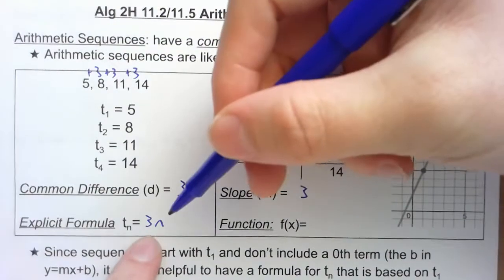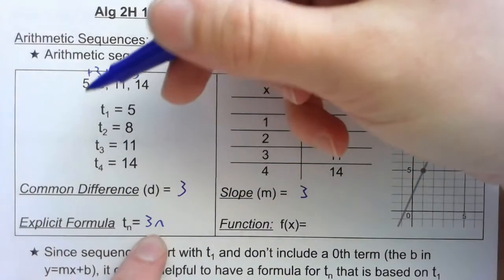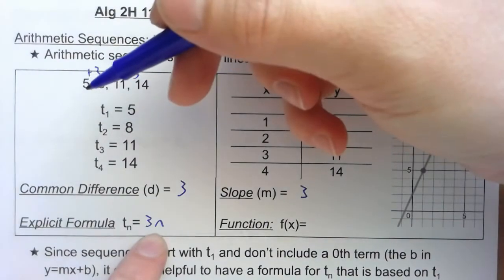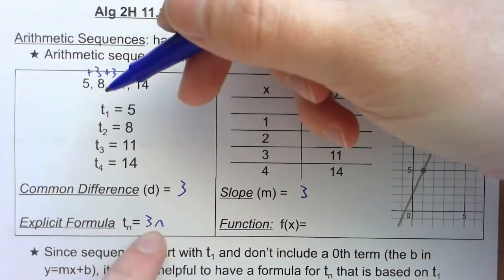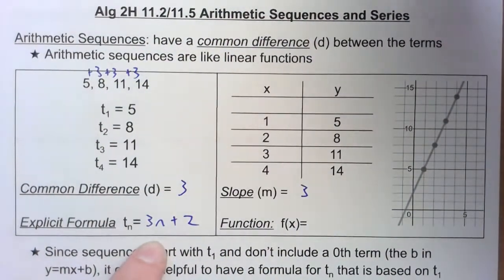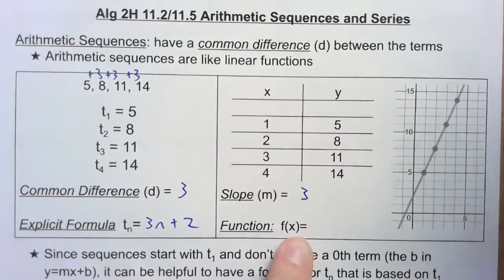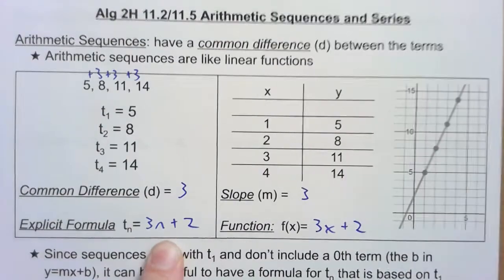So right now, if I look at the first term, my first term would be 3. I want it to be 5, so I'm off by 2. If I plug in 2, 3 times 2 is 6. I want it to be 8, so I'm off by 2. I just need a +2 in there to fix it and make it work. What that means is that this function is 3x plus 2.